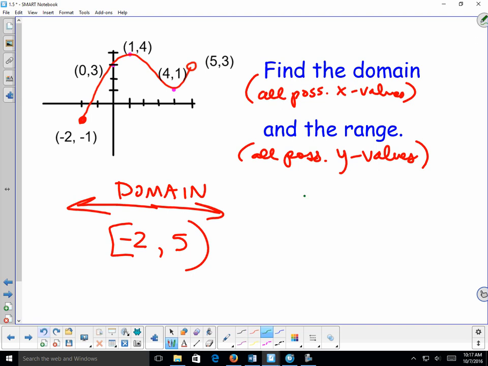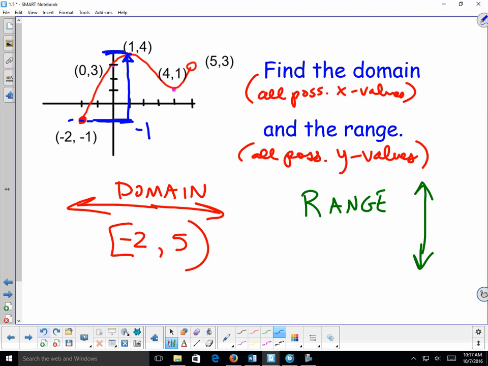The range is going to be how far up does the graph go, how far down does the graph go. Are there any y values that are missing? Well, in this case, our range is going to be the set of all y values. Our y values go from here, a depth of -1, all the way up to the highest it gets, a height of 4 here, right? So in this case, our range is going to be from -1 to 4.